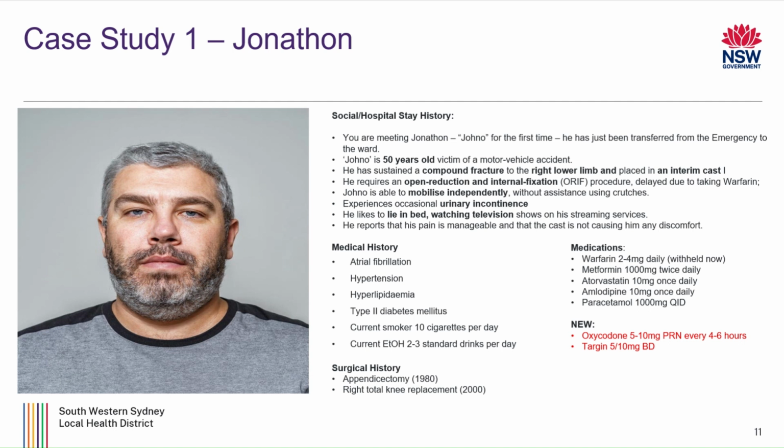He mobilizes independently, without assistance using crutches, and is occasionally incontinent of urine. He likes to lie in bed, watching TV, reports pain is manageable. He has a significant medical and surgical history, including type 2 diabetes mellitus, and a number of medications posing a skin integrity risk, like metformin and prednisone. Now let's walk through Jono's risk factors.